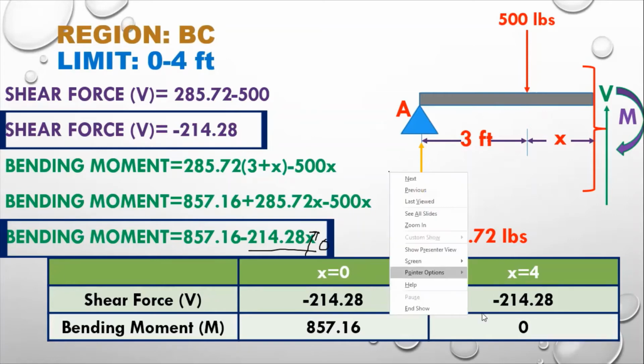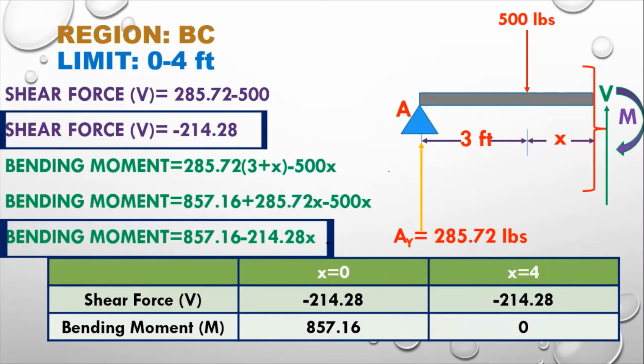Let me rub this out. Now we put 4 here. When we multiply 4 with this value, we get the same value, 857.16, and when we subtract it, we get 0. Keep in mind that the last value of the shear force should be equal to the last support reaction, and the bending moment value should be 0. So I'm moving on to make the shear force and bending moment diagram. Hopefully you will understand it.